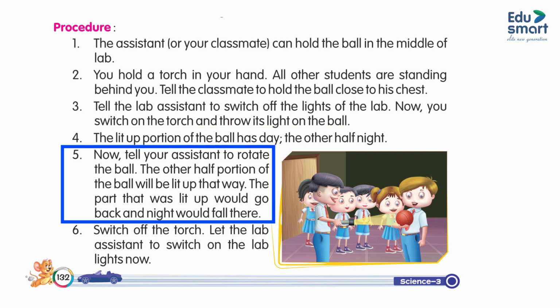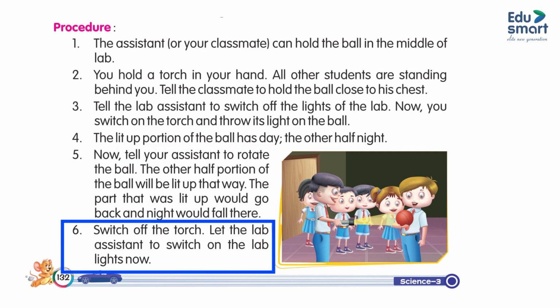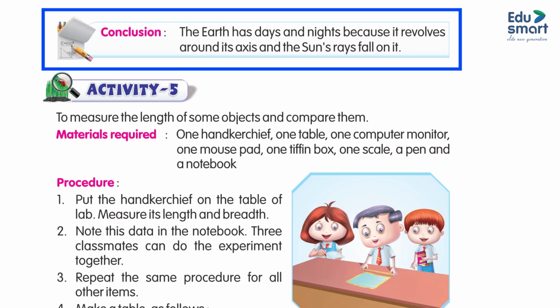5. Now tell your assistant to rotate the ball. The other half portion of the ball will be lit up that way. The part that was lit up would go back and night would fall there. 6. Switch off the torch. Let the lab assistant switch on the lights now. Conclusion. The earth has days and nights because it revolves around its axis and the sun rays fall on it.